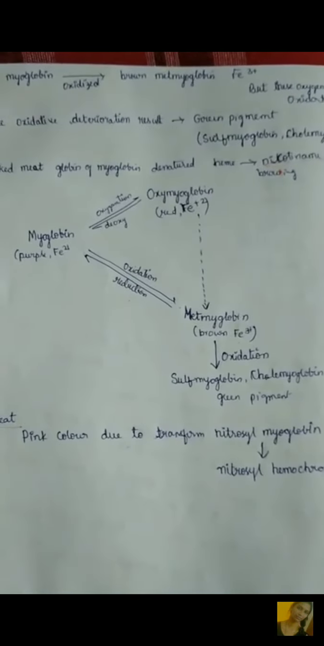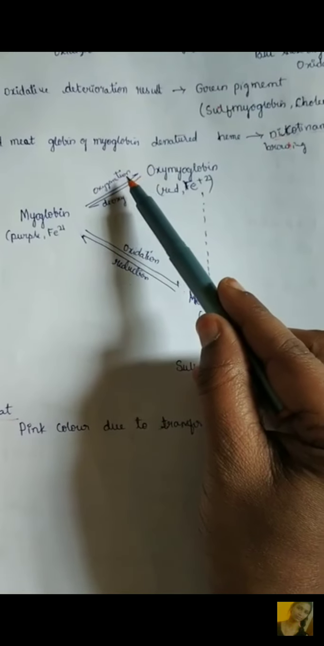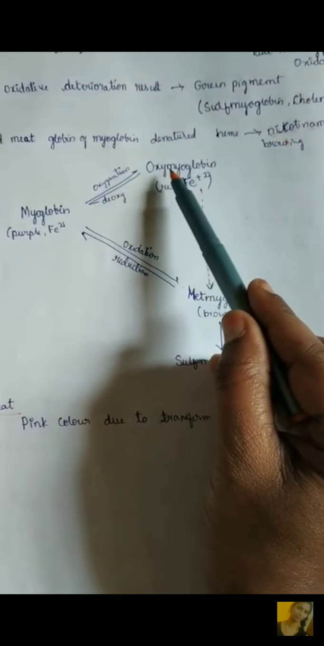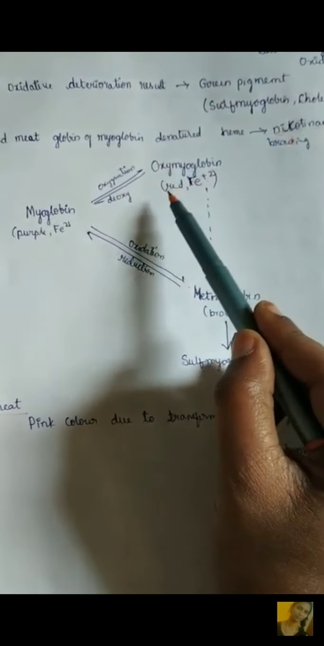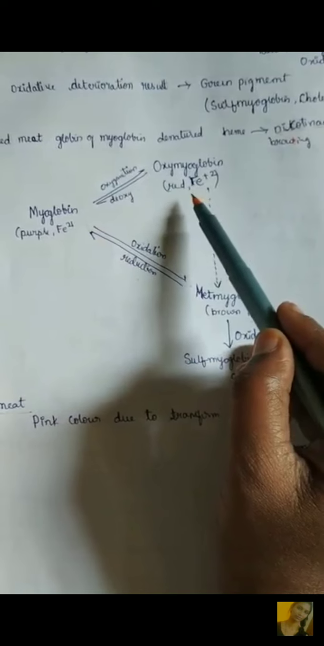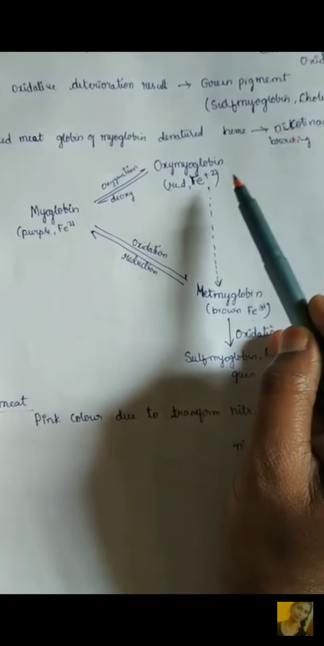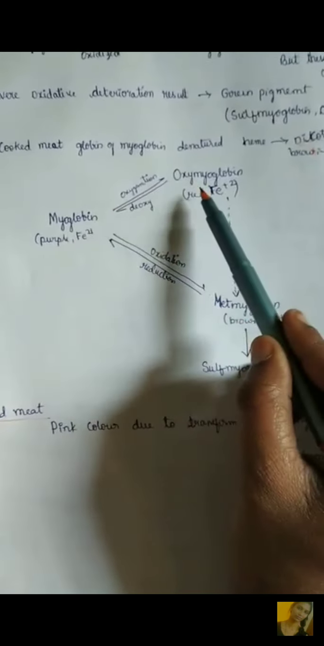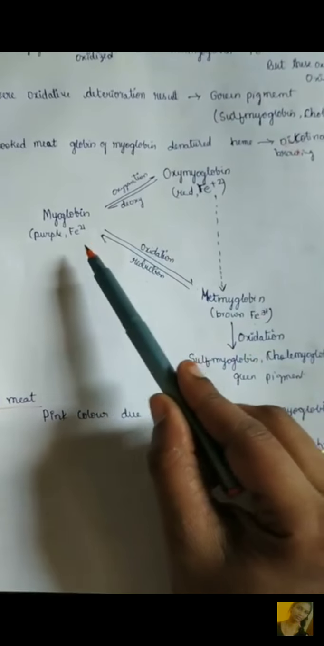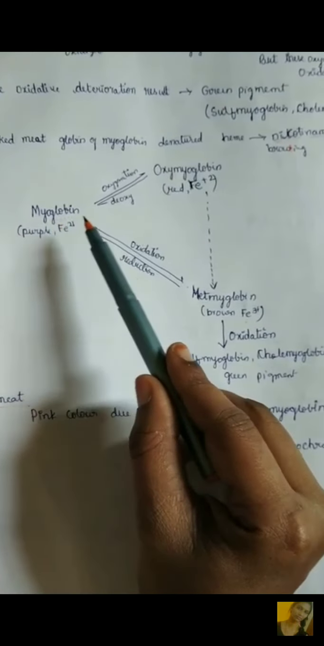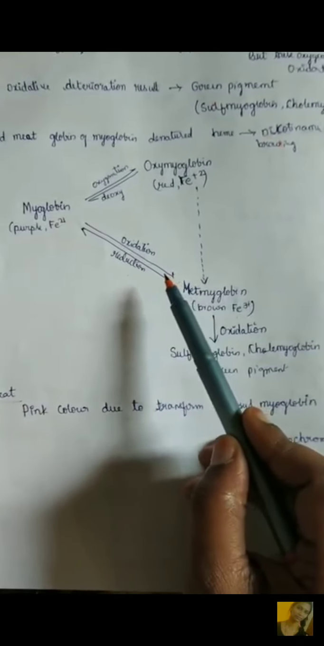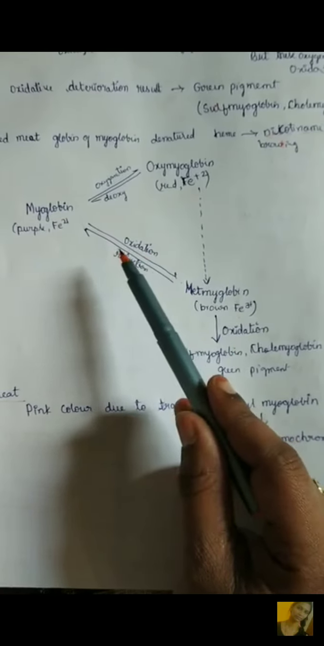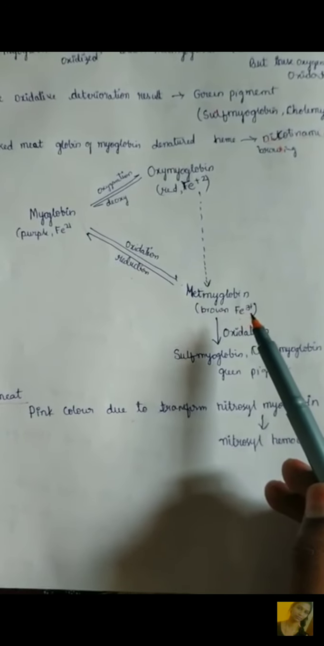Now let's see this as a simple mind map. Myoglobin, when exposed to oxygen, will be oxymyoglobin, red color. This purple color will turn into red color, and Fe is in the form of Fe2+ only. This is the normal case. And then myoglobin, on oxidation, that is when you cook, will turn into metmyoglobin, that is brown in color, and the iron is in the form of Fe3+.